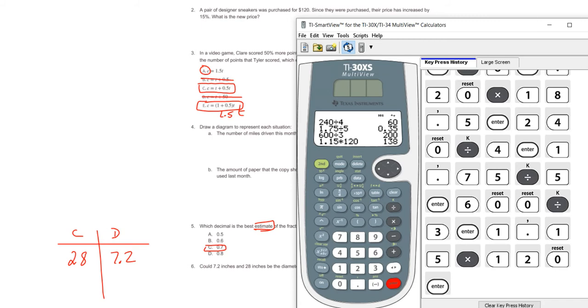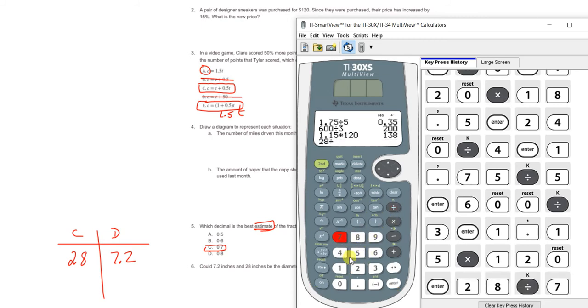Let's go ahead and wrap this up, because I think we can finish the last problem. Could 7.2 inches and 28 inches be the diameter and circumference of the same circle? Well, the only way that these two things can be circumference and diameter is if their relationship is what constant of proportionality? And yes, you said it at home, I heard you, it must be pi.